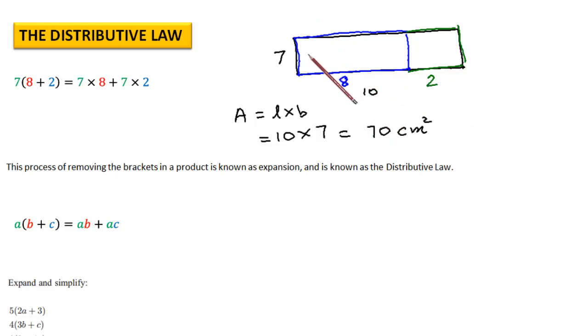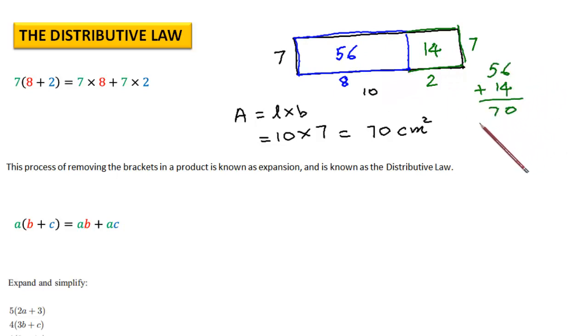So what is the area of this blue partition? The area of the blue partition would be length 8 multiplied by the breadth 7. So it's 8 sevens are 56. And what is the area of the second partition? Again, the length is 7 and the breadth is 2. So 7 twos is 14. And if we add 56 and 14, what is 56 and 14?